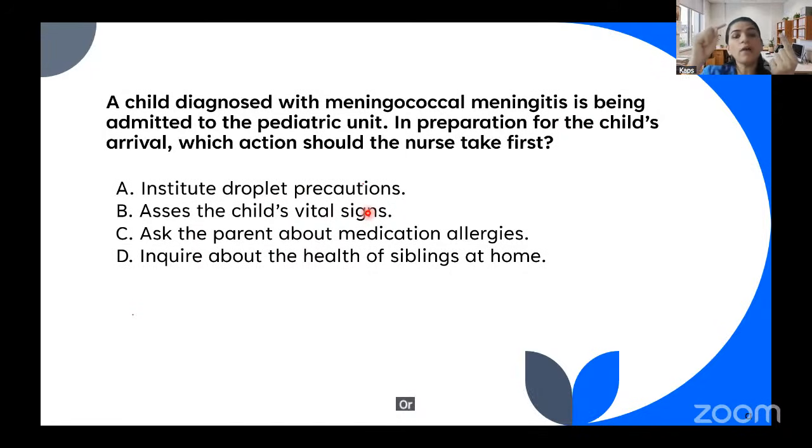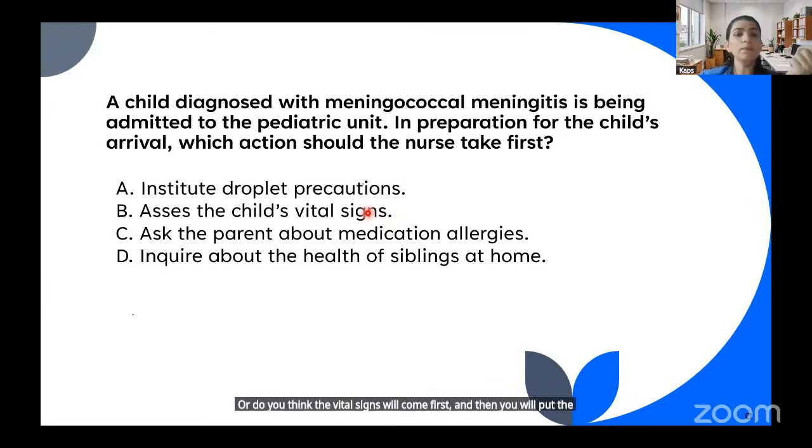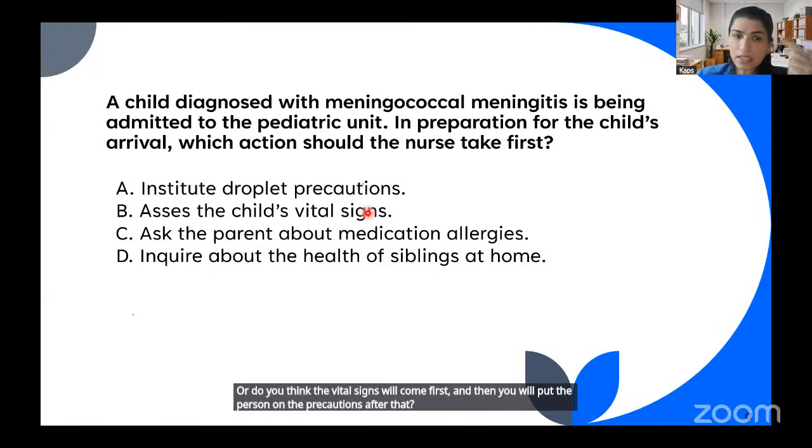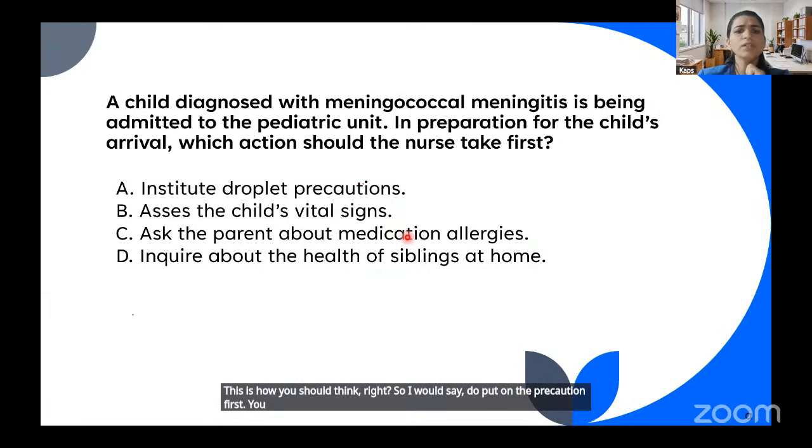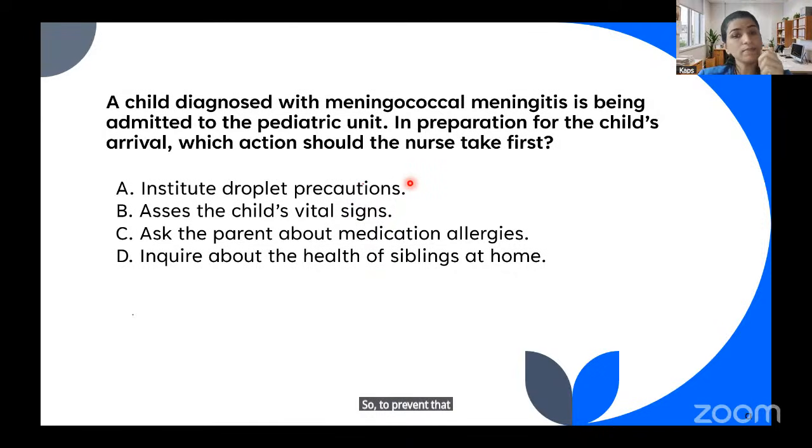Or do you think the vital signs will come first and then you will put the person on the precautions after that? This is how you should think, right? So I would say do put on the precaution first. You don't want the spread of the condition further in there. So to prevent that, precaution first, and I'll do the other nursing interventions after.